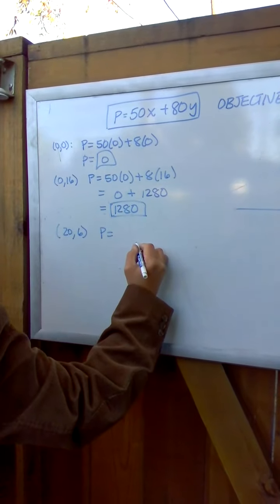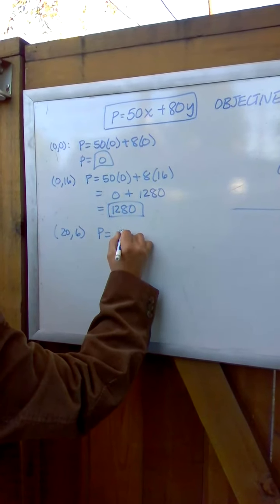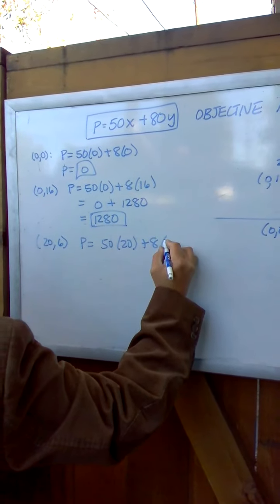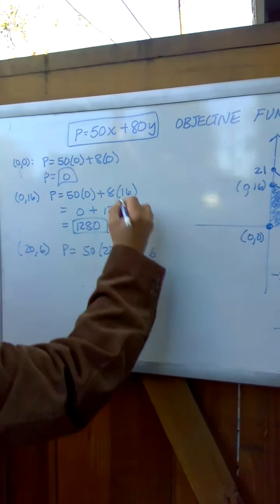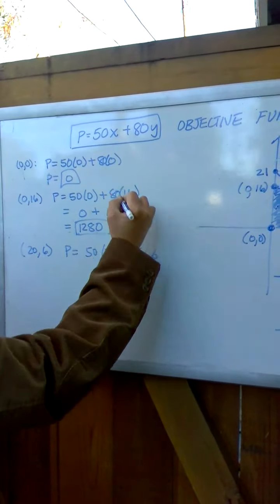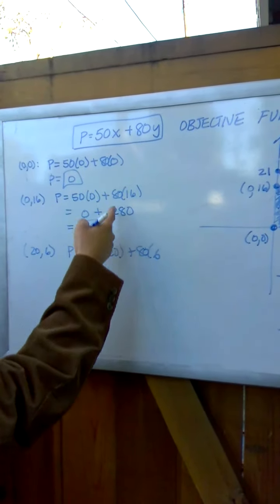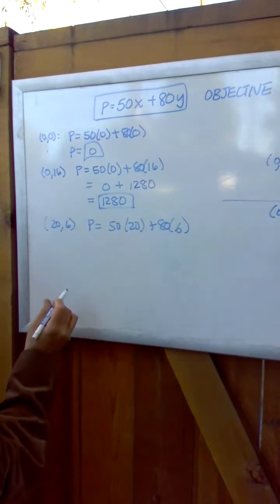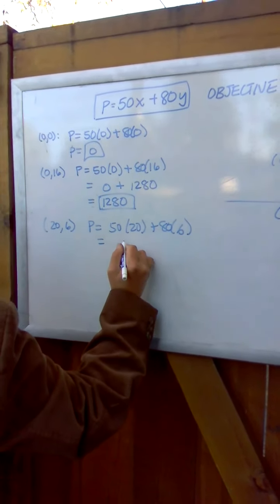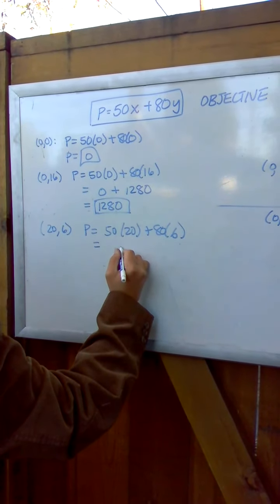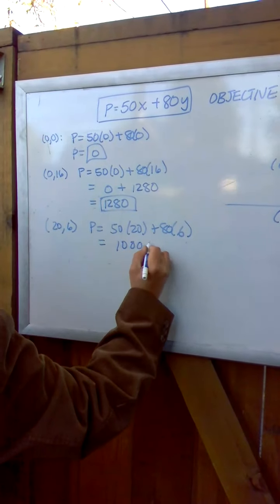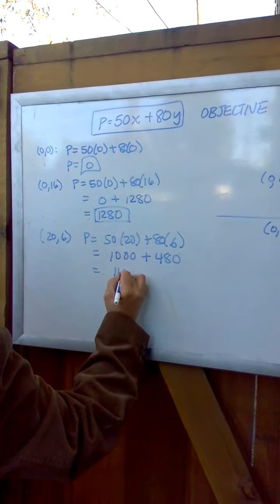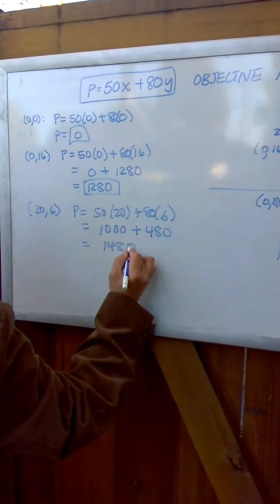Okay, so for 20, 6, we get 50 times 20 plus 8 times 6. Is that 80? That's supposed to be 80. Okay. I forgot the 0 there, but these numbers are still correct. Just put the 0. It's 80. All right, and so we get 1,000 plus 480. So here we get 1,480.